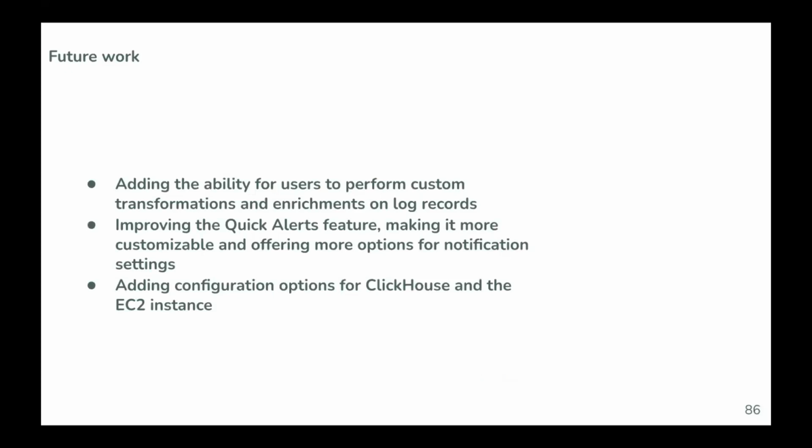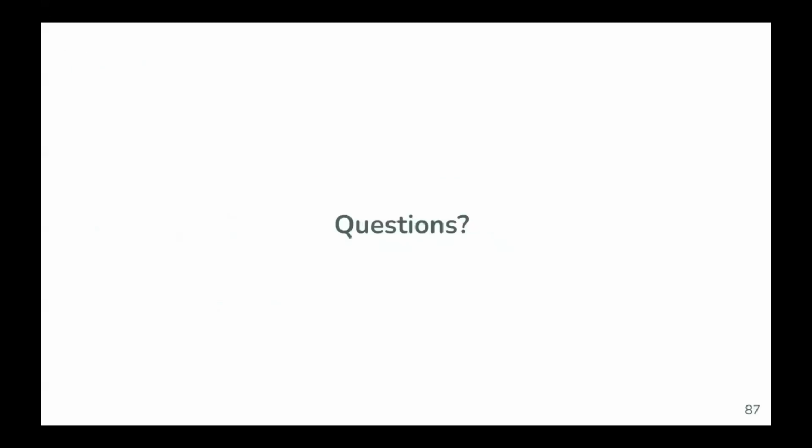Some of the features we would like to incorporate in future iterations of Canopy include adding the ability for users to perform custom transformations and enrichments on log records, improving the quick alerts feature, making it more customizable and offering more options for notification settings. And we'd also like to add configuration options for ClickHouse and the EC2 instance. And with that, we open up our Q&A section.